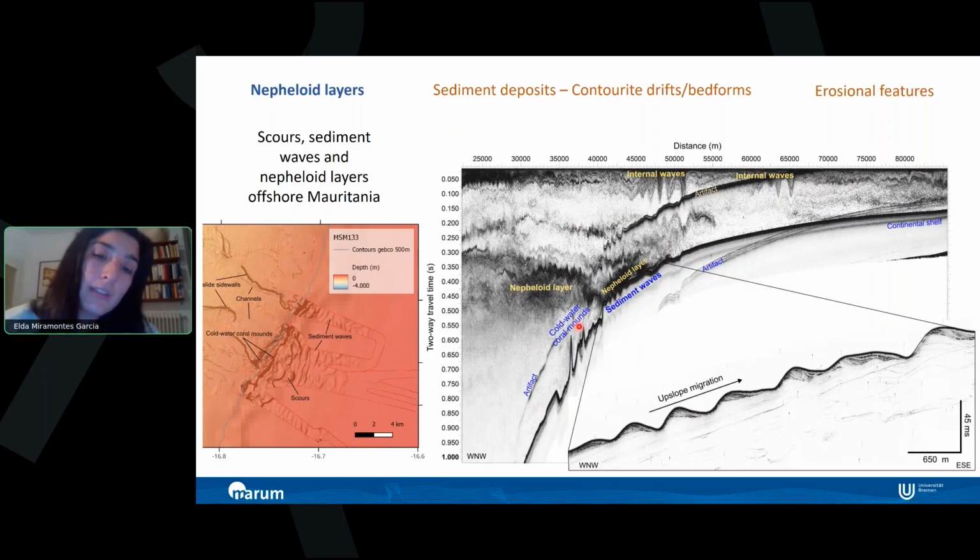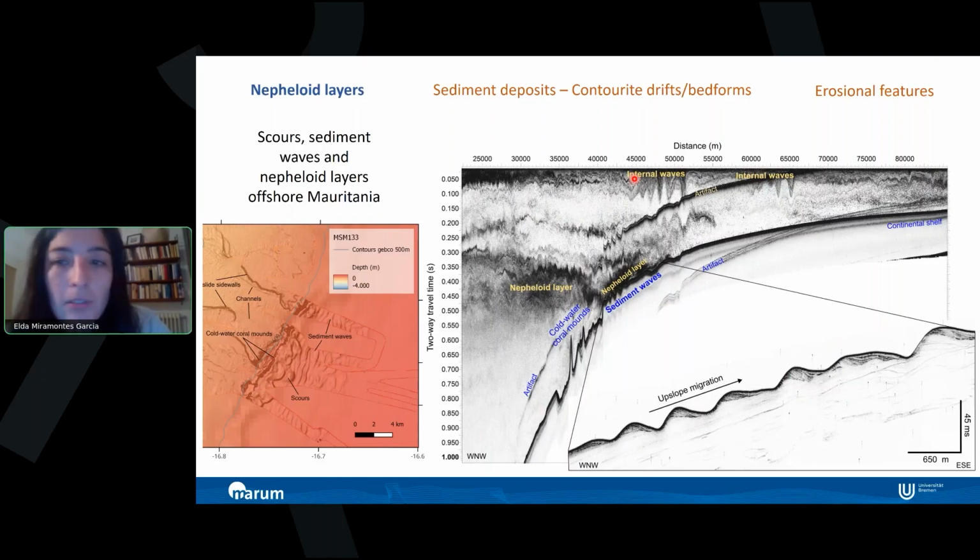because cold water corals need particles in suspension, so here they get everything they need from the interaction with the internal waves. So at the end, this interaction between internal waves and the seafloor generates nepheloid layers, so we have a lot of material in suspension. It also creates some particular bed forms, some sediment waves migrating upslope generally, but sometimes we can also find erosional features.